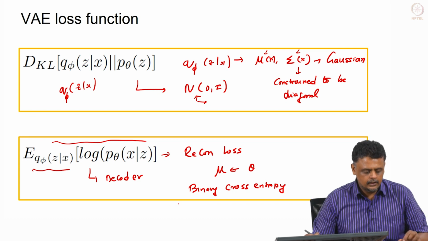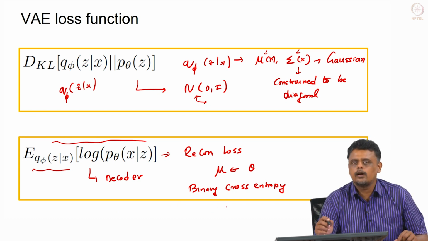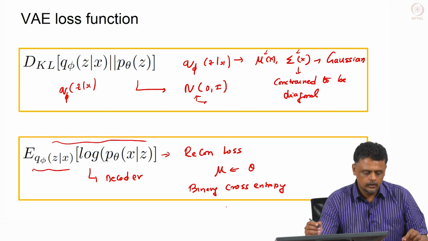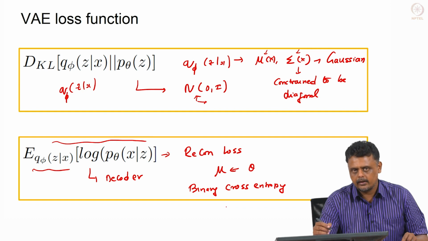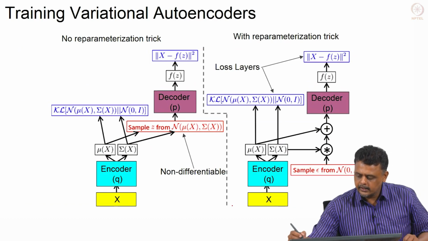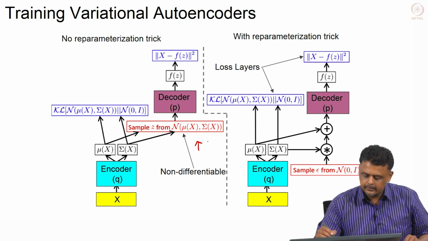Okay. There is still one problem left, because the sampling function per se is not a differentiable function. You cannot differentiate the sampling process. So, there is a workaround called the reparameterization trick. We will see what that is. Just to recap briefly, the image on the left is what we looked at.